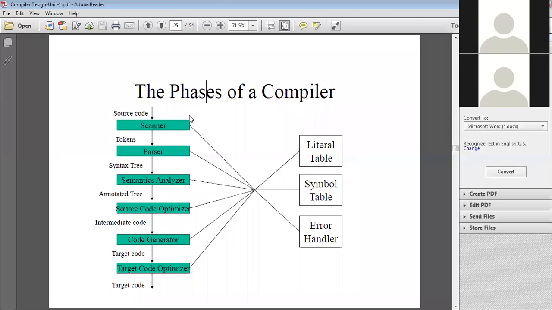But in reality, you just click the compile button whenever you are writing the program. You are just going to click the compile button, but the whole procedure is very long. You can see yourself, there are a number of phases. First is the analysis phase, then the synthesis phase, and again it is divided into a number of phases, and the whole story will be stored in the literal table, symbol table, and error handler. So the story is very long.